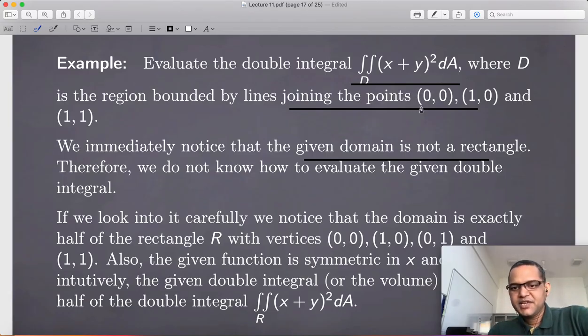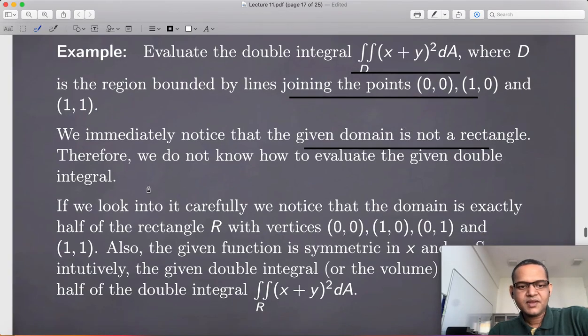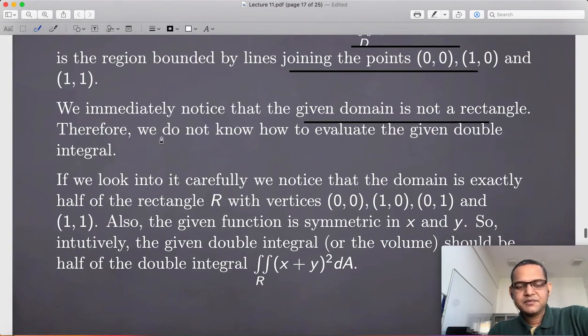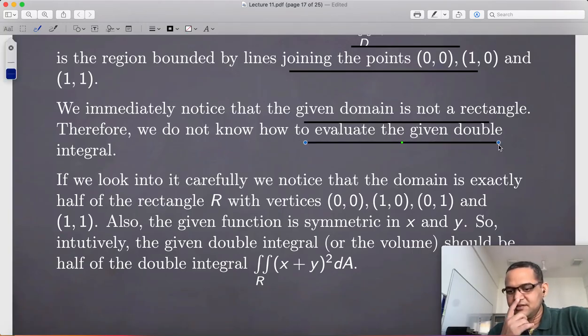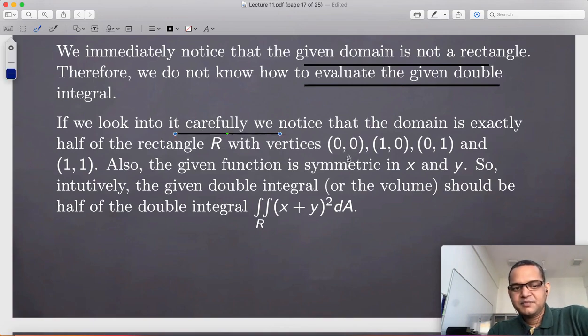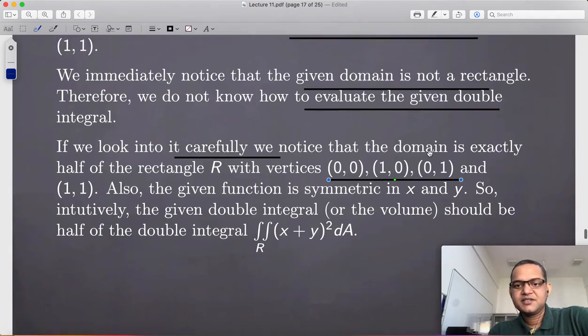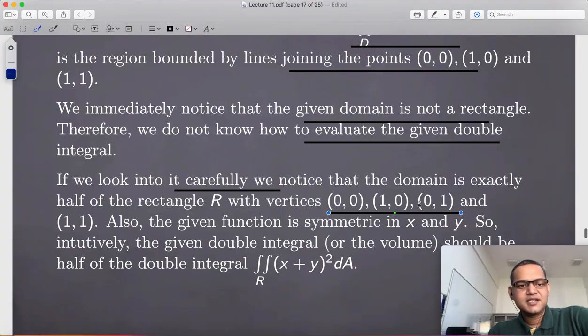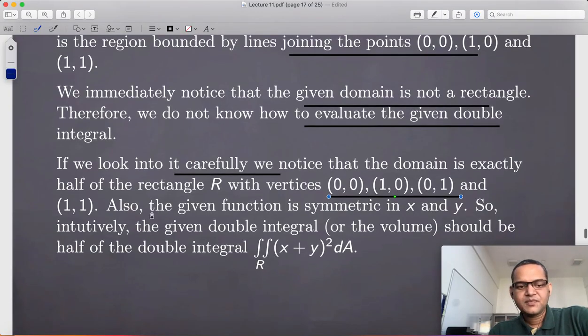So we have to think about how we solve it. Therefore, as I said, we do not know how to evaluate this double integral immediately. Okay, so just try to draw things up. If we are a little bit careful, we will see that the domain is precisely half of a rectangle. Here I have (0, 0) and (1, 0), and this vertex was missing. So if I take (0, 1) also, then I can get a rectangle.